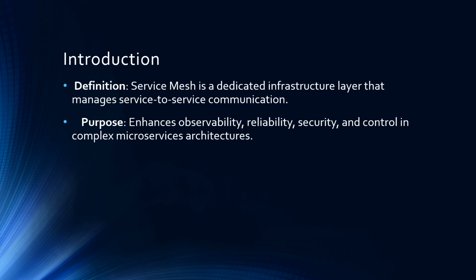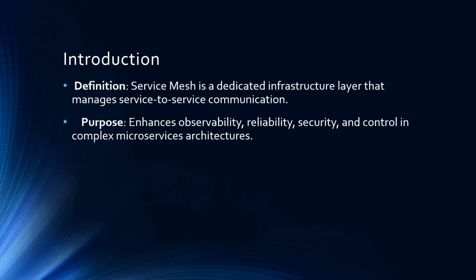However, in a microservices world, we're dealing with hundreds or even thousands of services that need to communicate reliably and securely. The purpose of a service mesh extends far beyond simple communication. It enhances four critical aspects of your architecture: observability, reliability, security, and control. Let's break these down. Observability means you can see exactly what's happening between your services, which services are talking to each other, how long requests are taking, and where bottlenecks might be occurring. This is like having X-ray vision into your application's communication patterns.